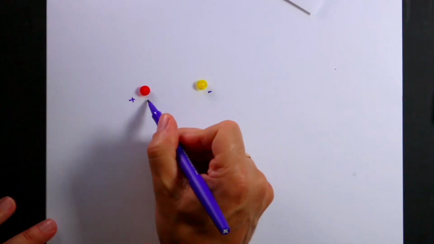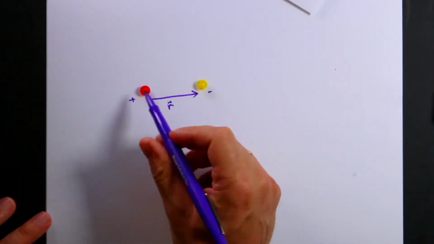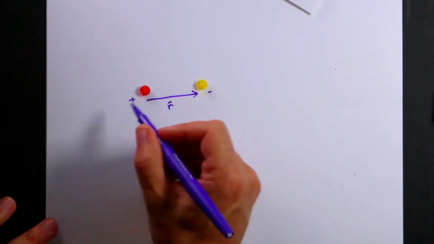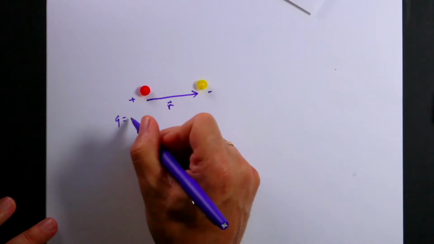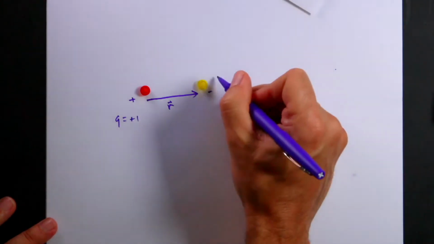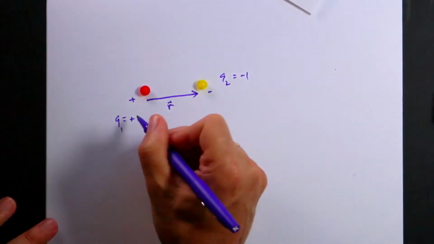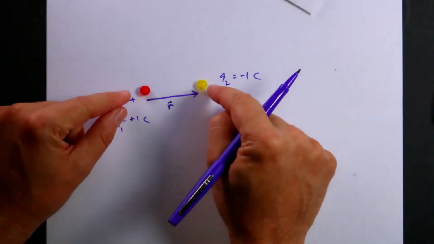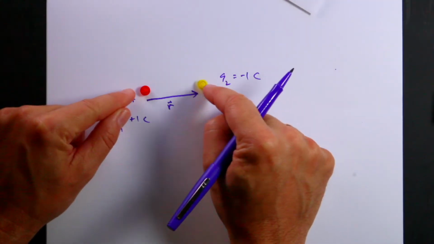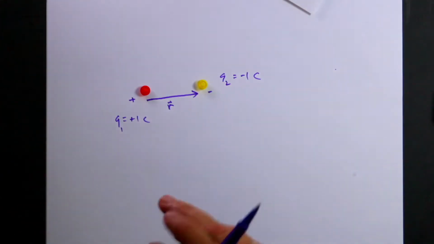Again, I can create this vector r from one to the other. And so the symbol we use for charge is Q. So let's say this is Q1 equals plus 1, Q2 equals minus 1 coulombs. Well, it turns out that there's going to be an attractive force between these two, pulling them together. And we can calculate that force with Coulomb's law.